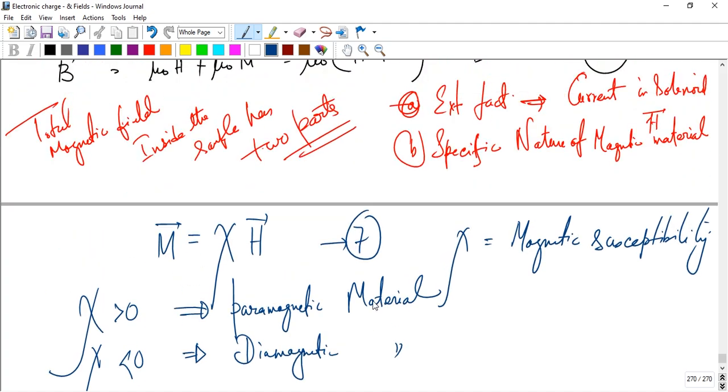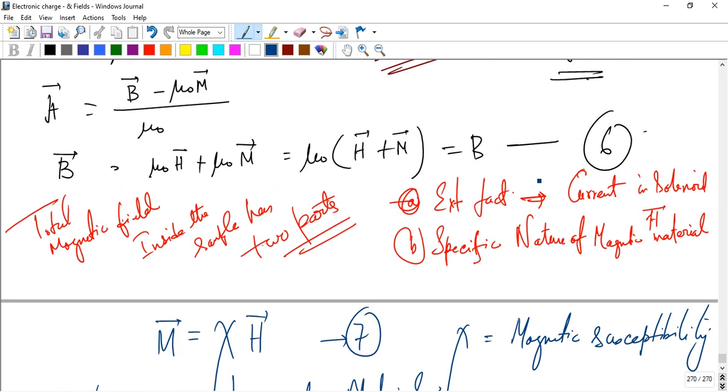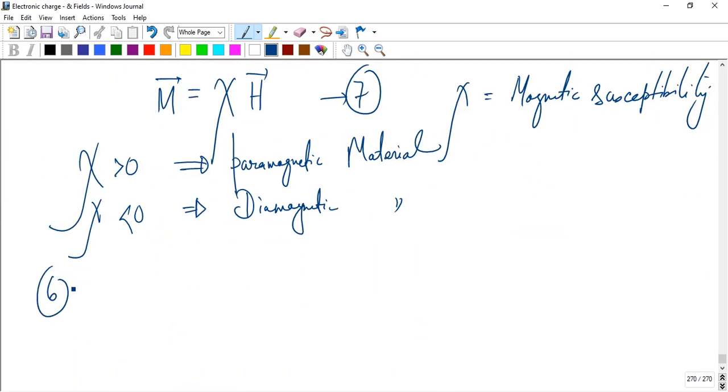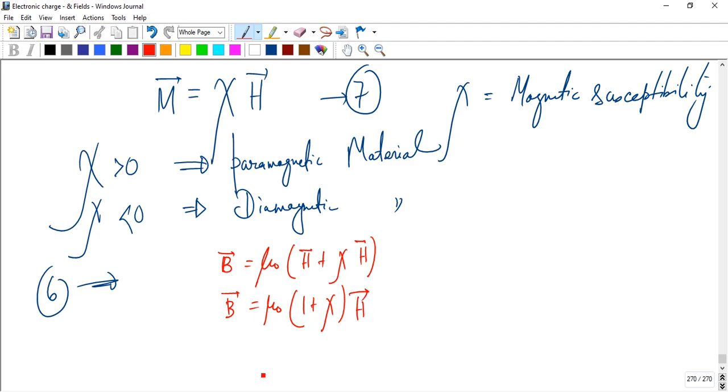So finally we get a number from equation number 6. From 6 we get B, the magnetic field, that is equal to mu naught times H plus M, and M is replaced by chi times H. So that is B equal to mu naught (1 plus chi) H, because we take H common. Okay, so 1 plus chi is introduced as another term, another name. It's called relative magnetic permeability.